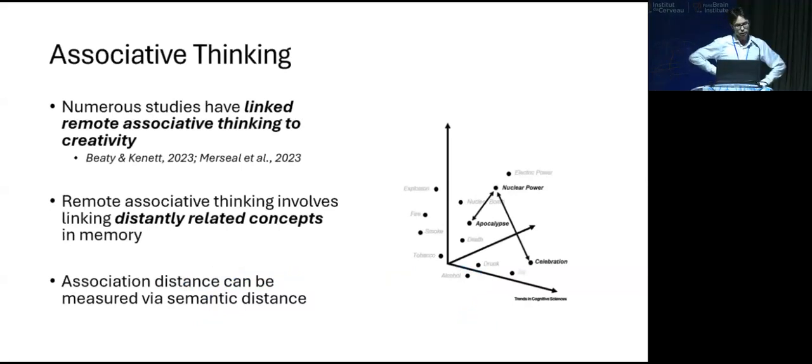So looking at creativity, we know that it's supported by associative thinking, and specifically remote associative thinking, which involves linking distantly related concepts in memory. And the way that we would define how concepts are related and whether they are distantly related to each other is through semantic distance, which is a computational method through which you can tell the difference in meaning between pairs of words or sentences.